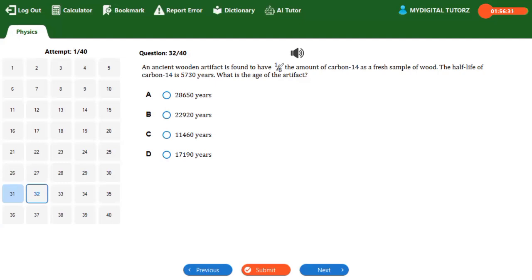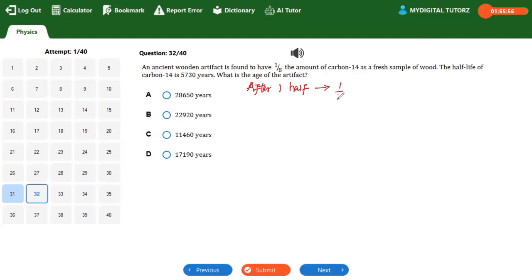Since we have 1/8 of the amount of carbon as a fresh sample, and the half-life is 5,730 years, we use this breaking down method. After the first half-life, are we together? What will happen? What is half-life? Half-life is the time taken for half the initial number of atoms to disintegrate. Is that understood?